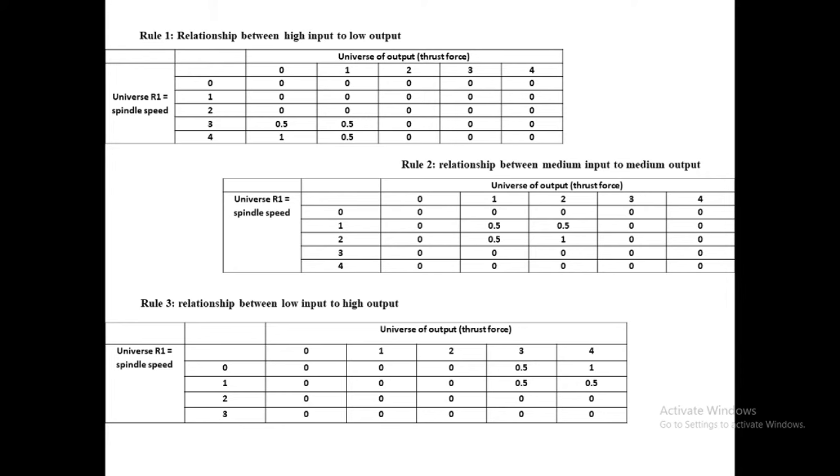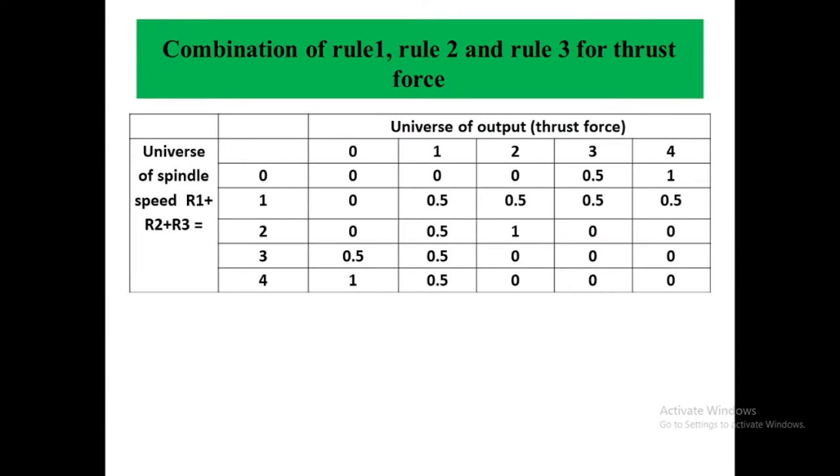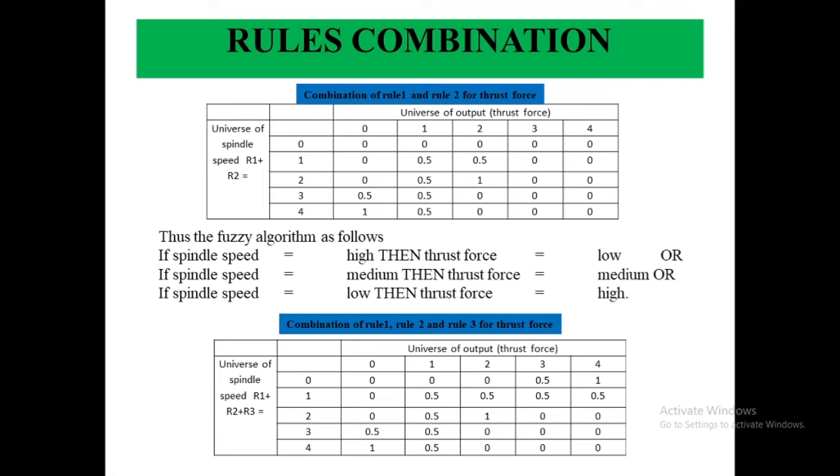For what purpose do I pick these tables? I frame another combination, which combines rule 1, rule 2 and rule 3 for thrust force. Same as before, you follow the combined table of rule 1 and rule 2, and you frame the rule 3 table. After that, the rules combination of rule 1 and rule 2 for thrust force is like our first table. You know the procedure.